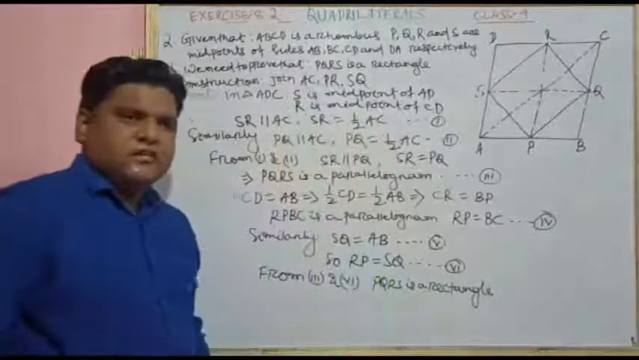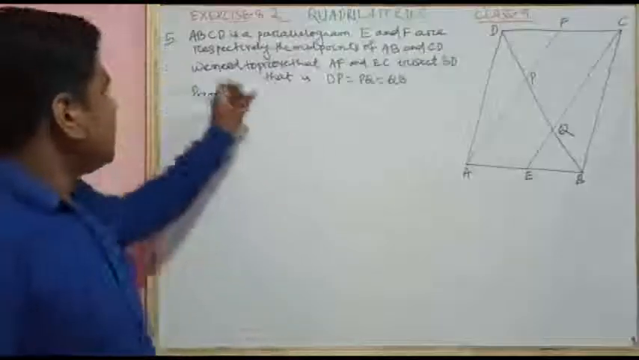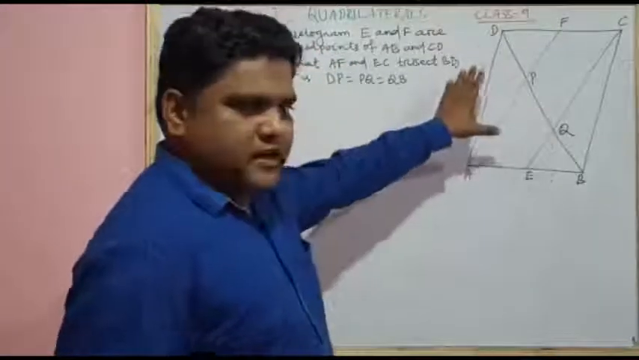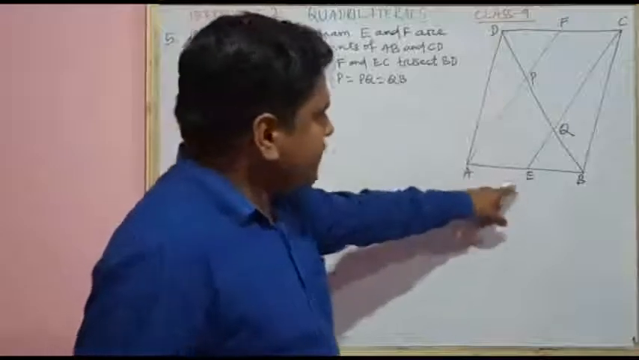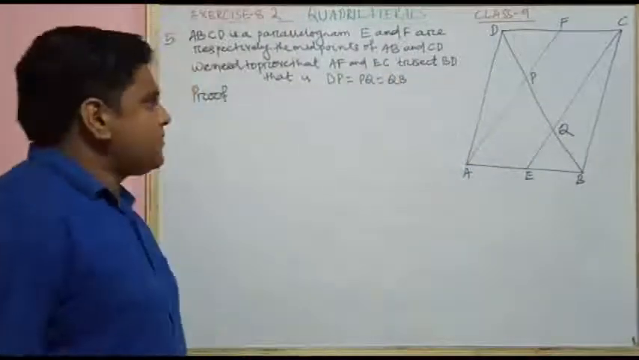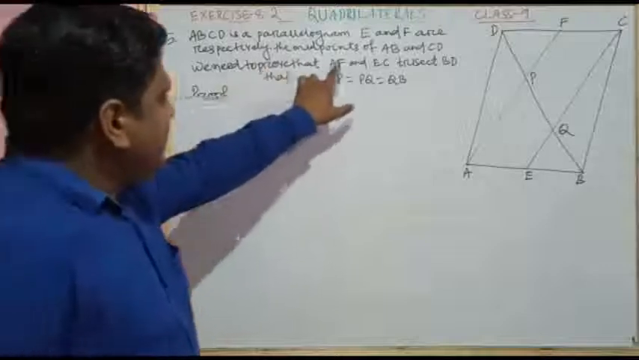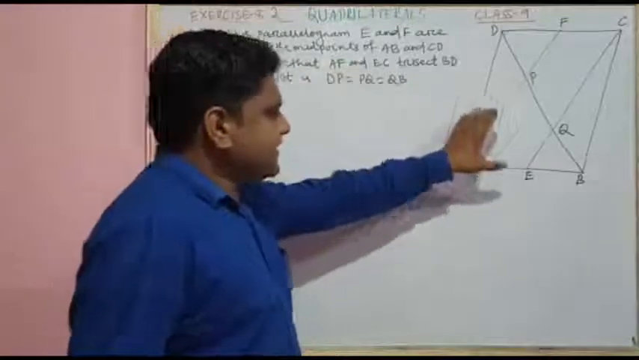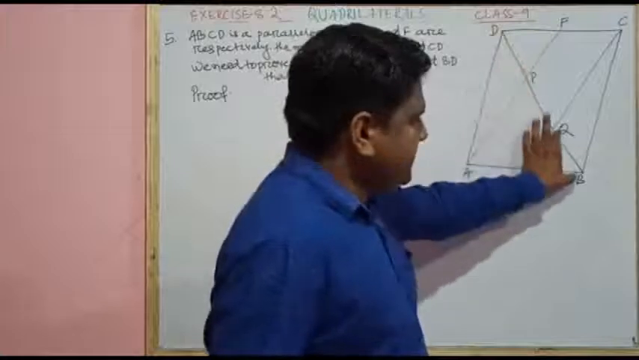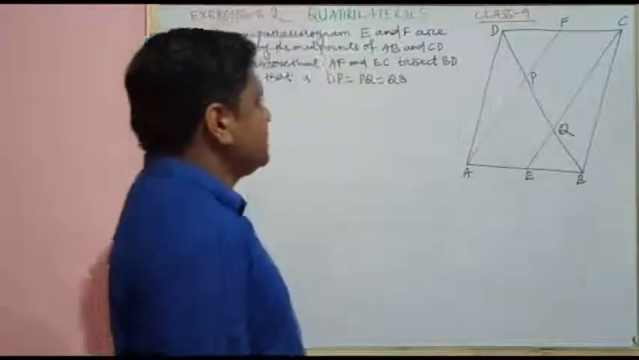So, number 2 is done. Now number 5, that is, ABCD is a parallelogram. It is given. E is the midpoint of AB and F is the midpoint of CD. It is also given. We have to prove that the lines AF and EC trisect the line BD, means this one, DP, PQ and BQ are equal. We have to prove this.